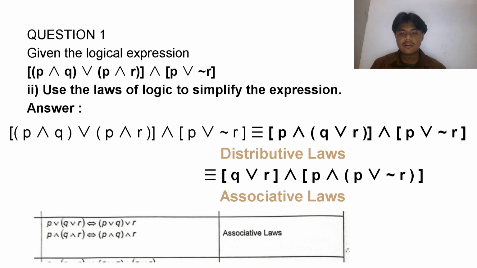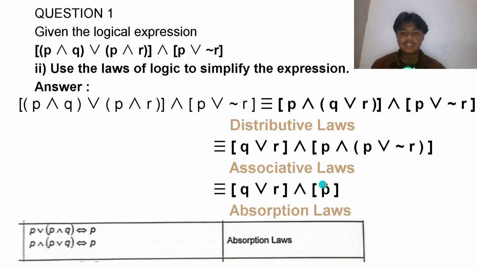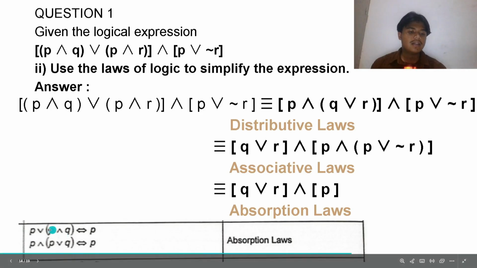So the next law we are using is absorption law, because P intersect P union negate R. You can see here the symbol is opposite. This is intersect, this is union. And absorption law, like that, we have the same symbol, P and P, union and intersect.